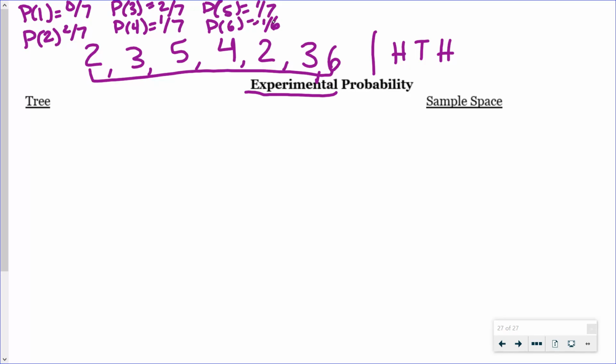You'll notice my denominator is different. It's not 6, even though there are 6 sides to a dice, because I'm using the data I collected, and I ran that experiment 7 times. The same thing goes for heads and tails. My probability of heads is 2 out of 3. My probability of tails is 1 out of 3, because I have 3 total times that I ran the experiment.